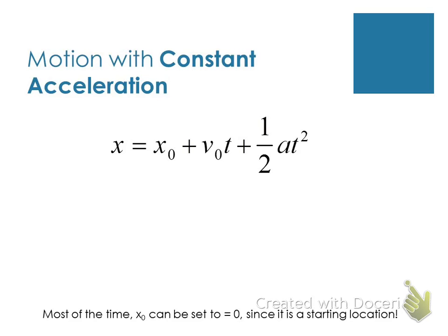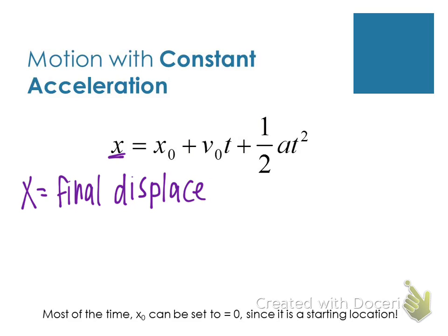All right, so let's walk through our variables here. X, what do we think that probably means? Displacement or final position. Okay, and it's final because it's by itself. So you can put final displacement.